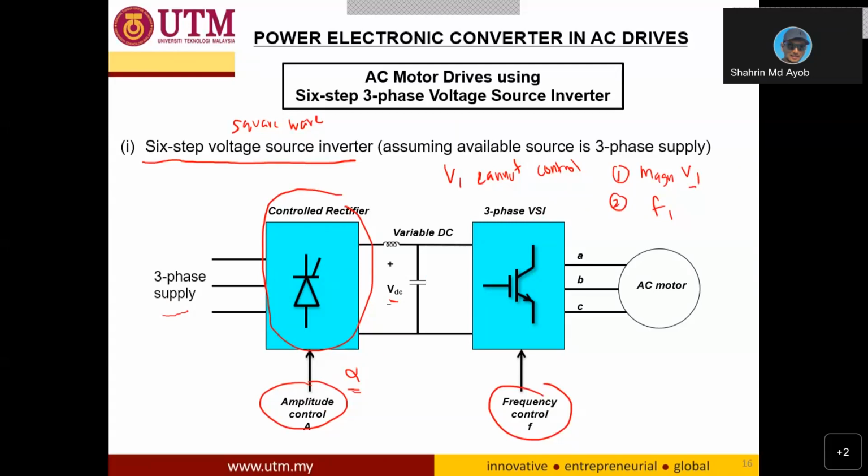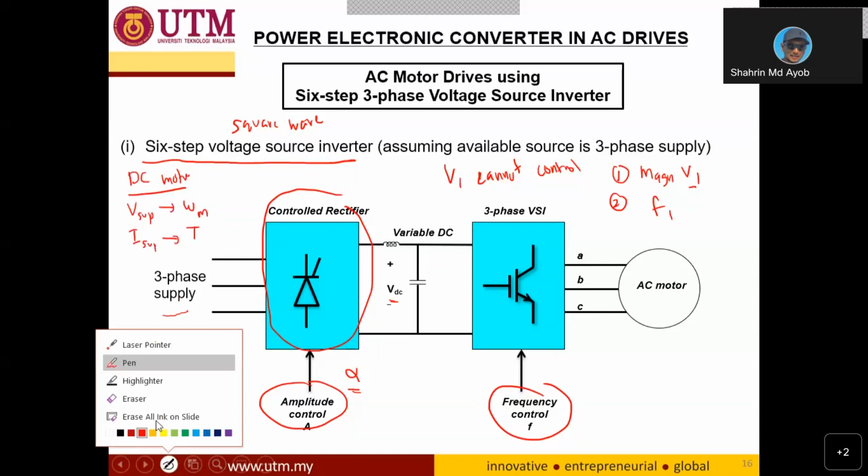Understand? In an AC motor, there are two parameters, the voltage and frequency. Why voltage and frequency? Earlier you said the speed is frequency only. If it is a DC motor, what is it? DC motor: voltage, right? Voltage supply is proportional to speed. And then current supply is proportional to torque. Okay, so right now, how about AC?